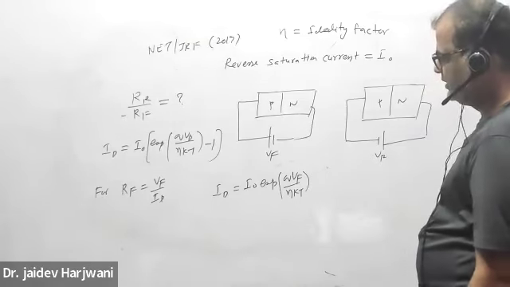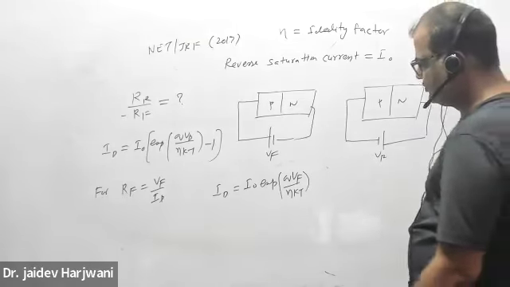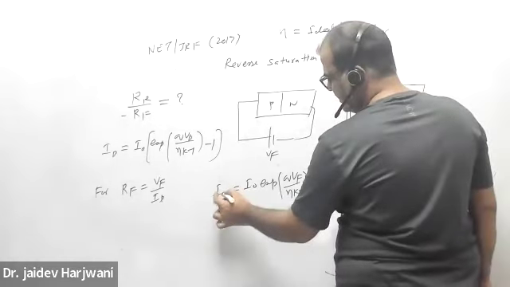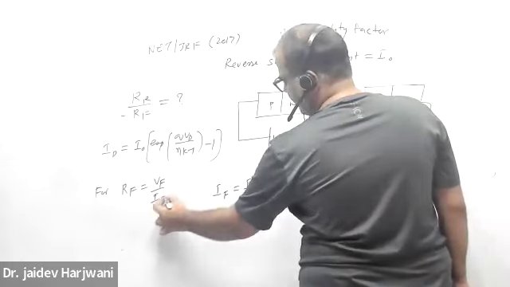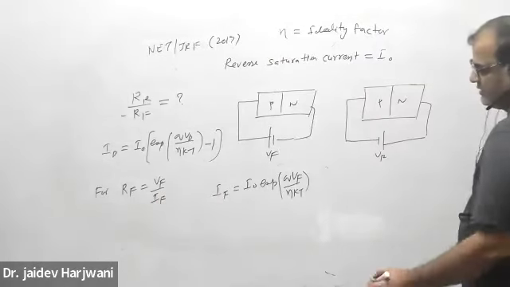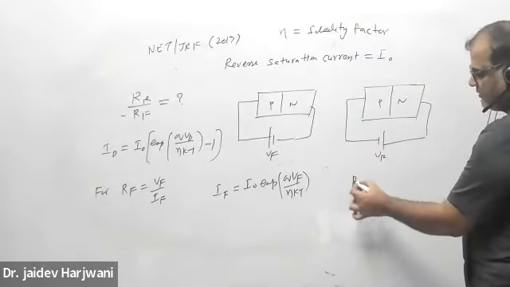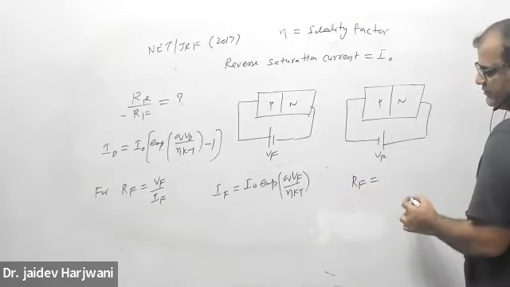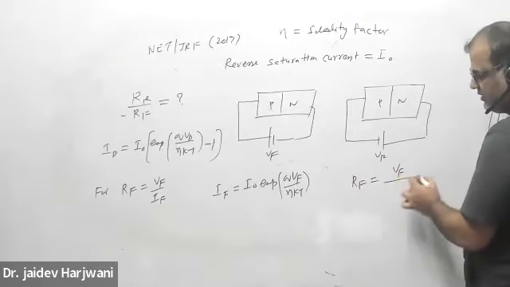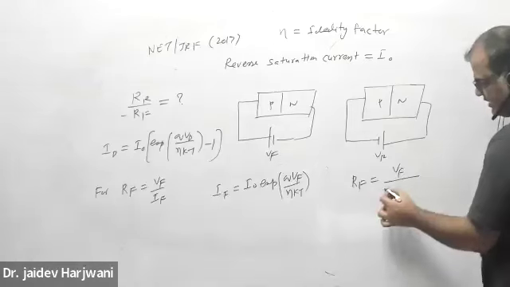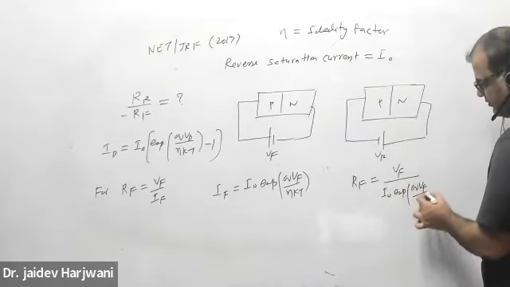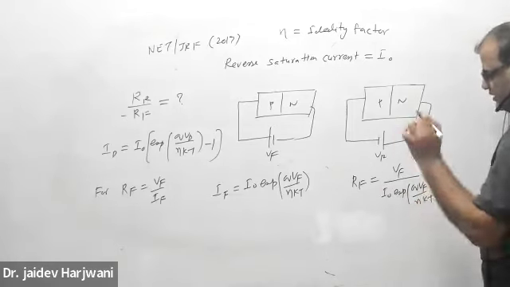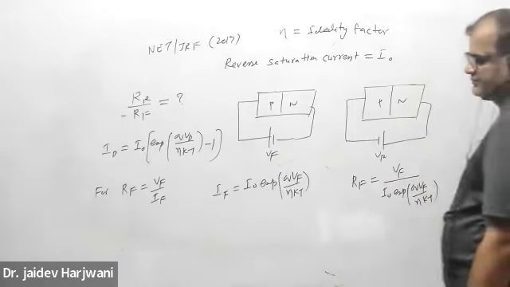Yes. So now this is the forward current, I will say IF. VF by forward current. So my RF will become VF upon IF, that is VF upon I naught exponential QVF by eta KT. This is my forward resistance.